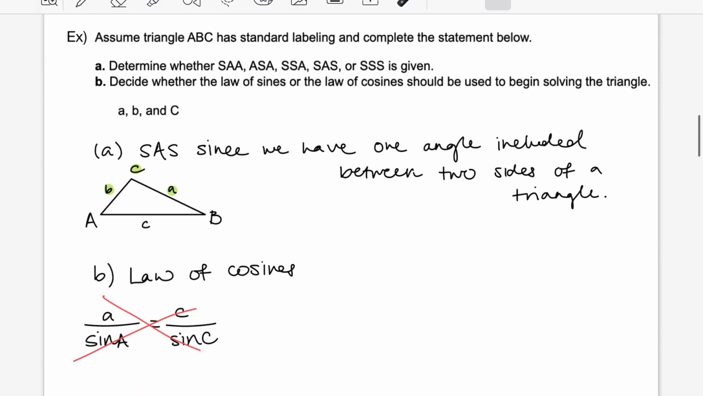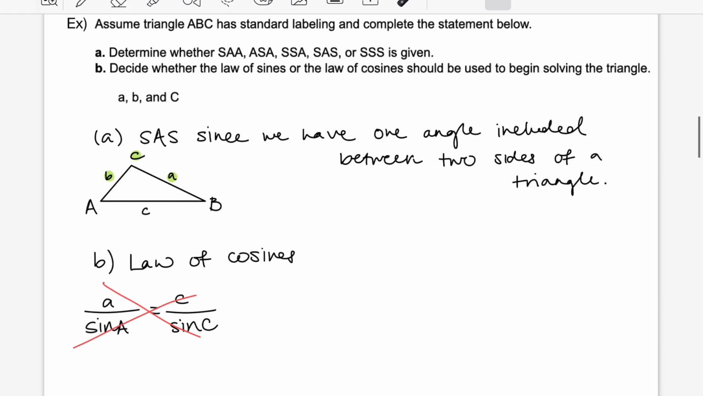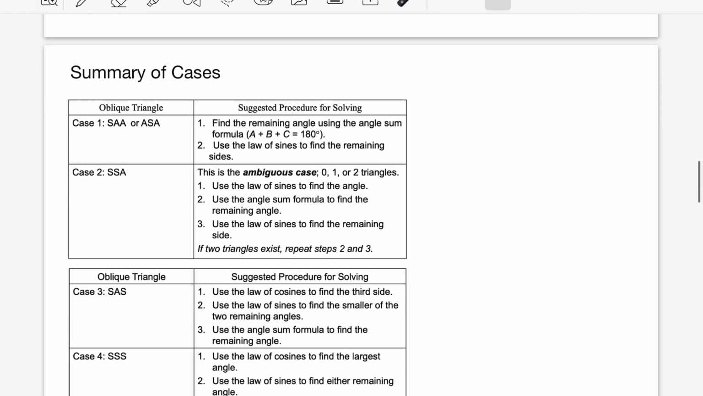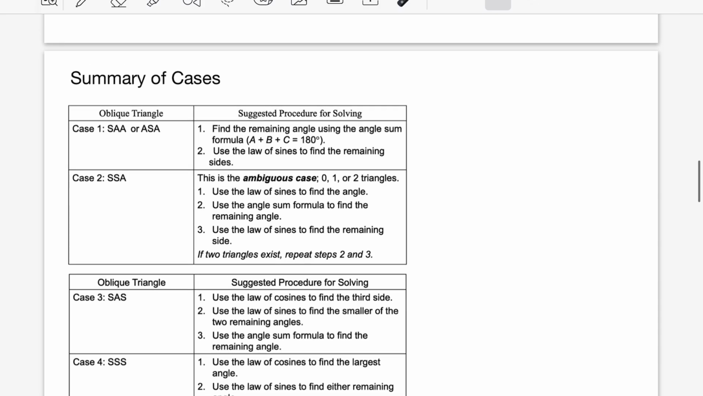And so this example brings us to this nice little chart on the summary of the type of cases that we'll see. For example, if we had the case where we were given a side in between two angles, this is the suggested procedure for solving. First, we'd find the remaining angle using our angle sum formula, and then use the law of sines to find the remaining sides. And then we also have a suggested procedure for these remaining cases as well. So we won't go through each one of these, but this is a good guideline for solving these triangles.